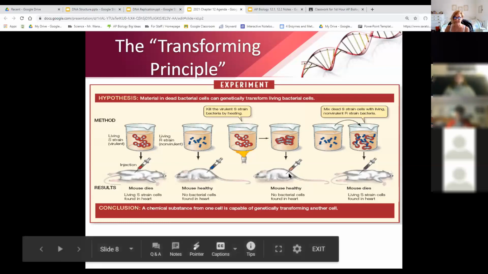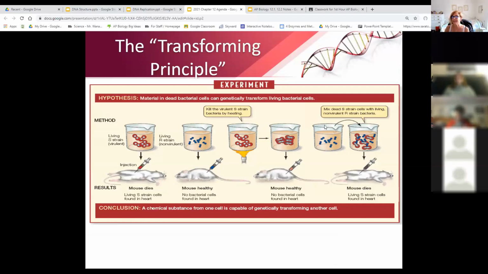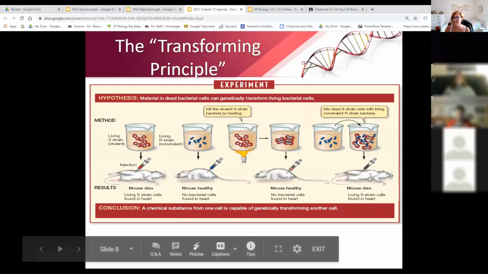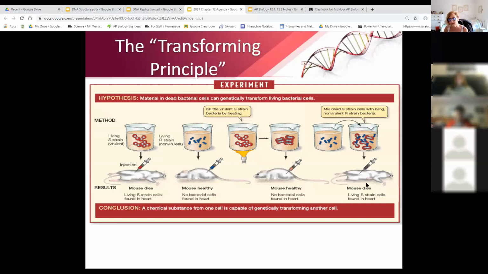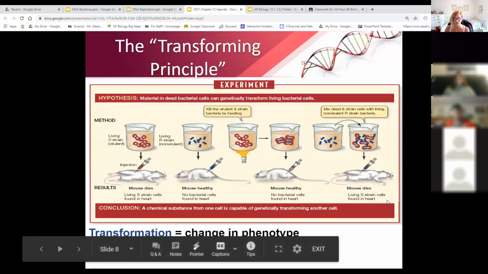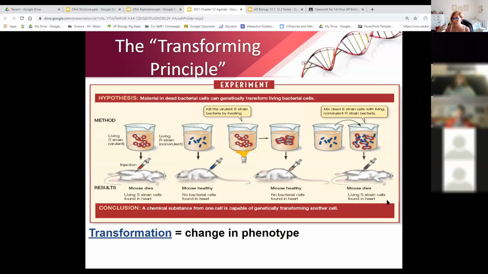So he put that into the mouse and the mouse didn't die. So the once deadly version was no longer deadly. But when he combined it with the rough strain, which was not deadly to begin with, it caused the mouse to die. Now, he didn't understand why that was happening. He didn't know then that the rough strain was changing its entire molecular structure, right?